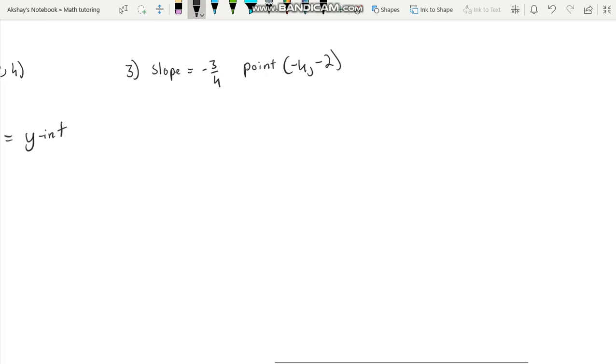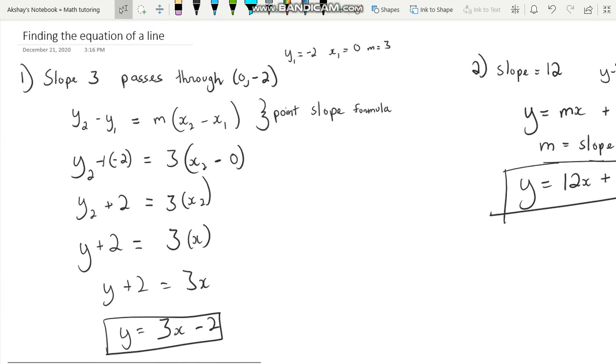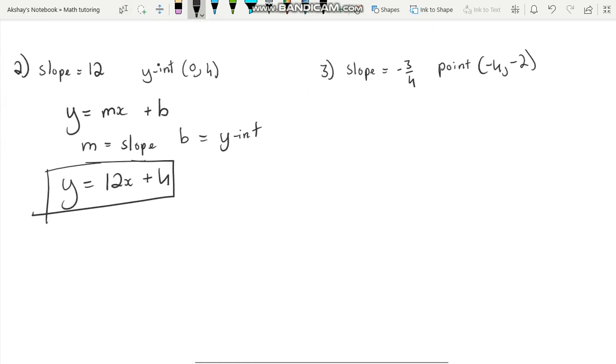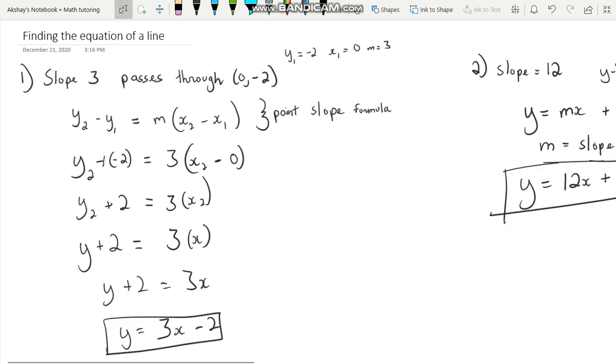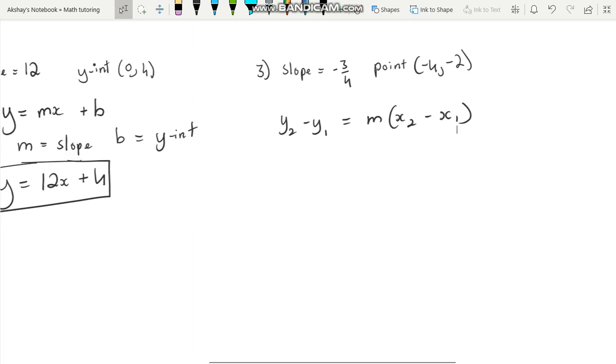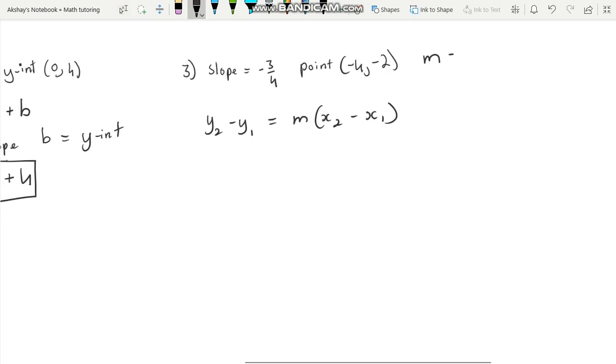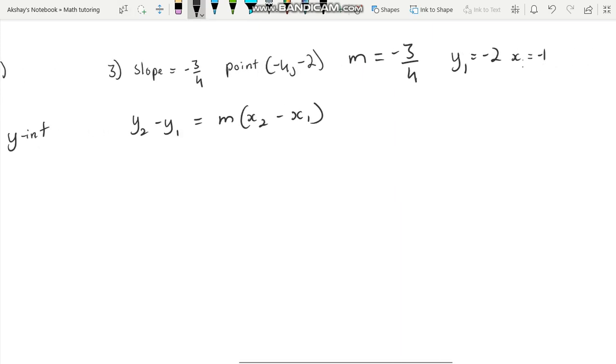We're going to use our point slope formula here as well, which is y2 minus y1 is equal to m times x2 minus x1. Perfect. And now I know my m is equal to negative 3 over 4. y1 is equal to negative 2. x1 is equal to negative 4.